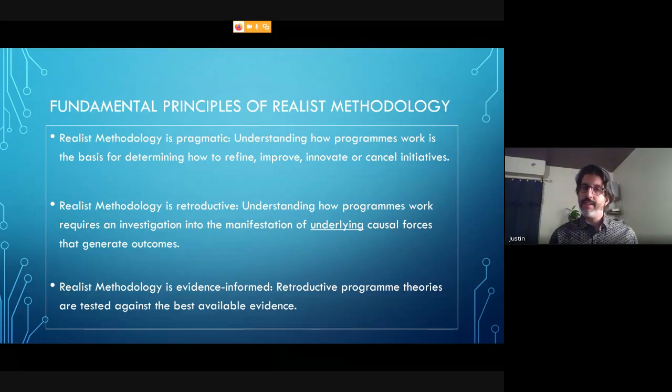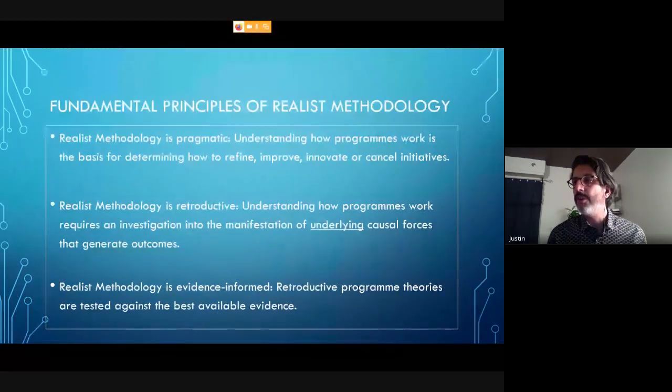And the final point on this slide, realist methodology is evidence-informed. This means that retroductive program theories are tested against the best available evidence, but in the end, we produce evidence-informed theories. We're not producing facts, we're not producing definitive answers to anything. We are scrutinizing our best thinking, our best retroductive thinking, against the best available evidence.